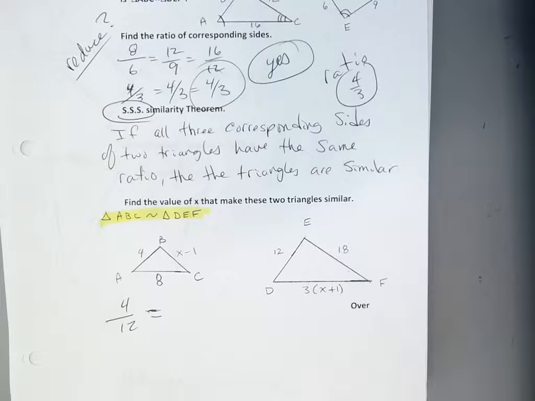I went this to this, so now I'm going to go this to this. I'm going to go 4 to 12, and x minus 1 to 18. So I just have to be consistent. There are many correct ways to do this.